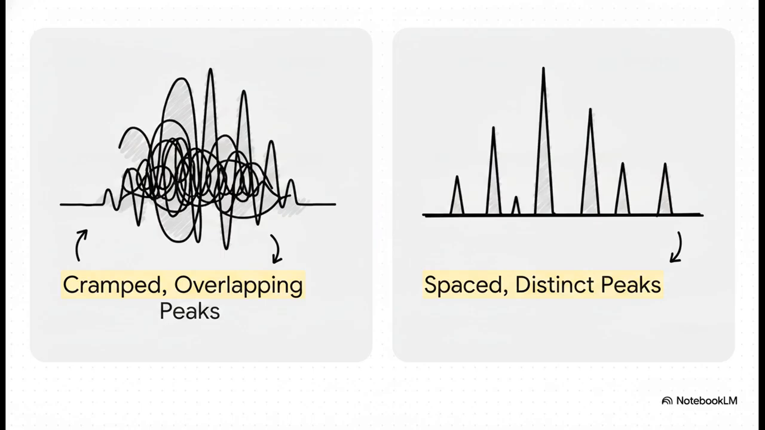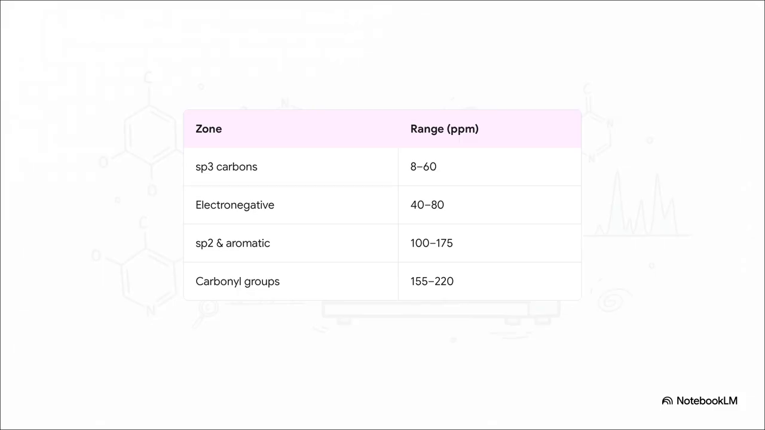It spans from 0 all the way to over 220 ppm. And here's the absolute best part. Because of this huge range, nearly every non-equivalent carbon atom in an organic molecule gets its own distinct non-overlapping peak. It is just incredibly clean to read. We can actually chop this huge 220 ppm landscape up into 4 really distinct, friendly little neighborhoods.